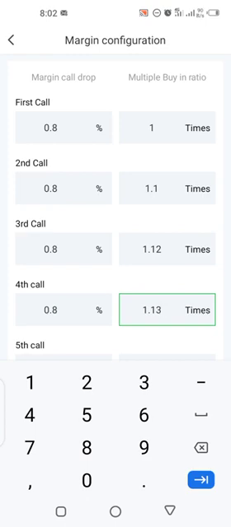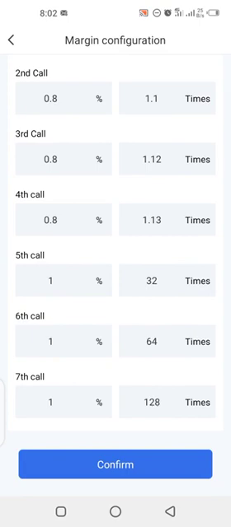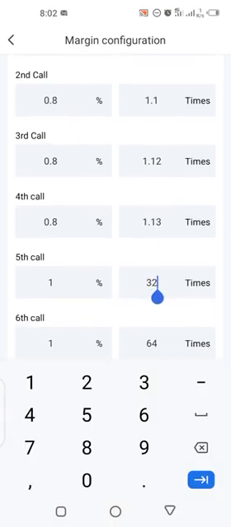If you have huge capital, I would recommend you use multiples of 2, which is 2, 4, 8, 16. But I want you to focus that if the robot gets through the first four margin calls and enters margin call number 5, margin call number 6, margin call number 7, this is where the magic is. That's where I would recommend your multiple buying ratio should be huge. So I can come slow with the first four margin calls, I can really come slow.